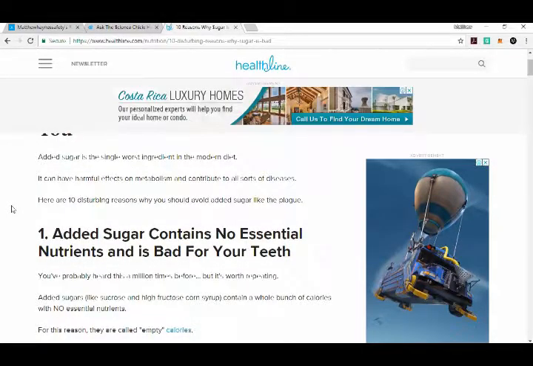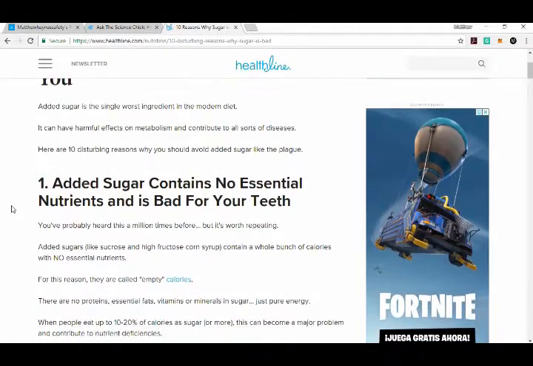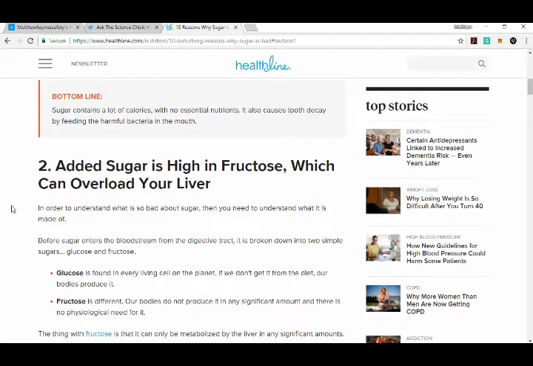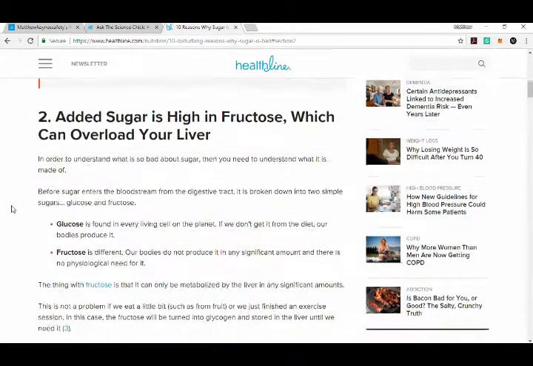Added sugar contains no essential nutrients. It's bad for your teeth. Of course, that's the baseline one, right? Added sugar is high in fructose, which can overload your liver. Of course, increasing glucose. We'll talk about the difference between glucose and fructose later on, but sugar converts to glucose, which increases inflammation and also increases your insulin levels.